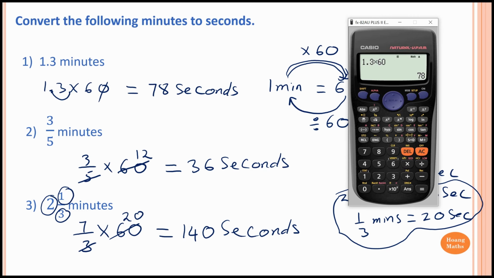So you just go shift and press the mixed numeral fraction there. So you press the 2, we just go out, and we go 1, and press the arrow down, that becomes 3, and go out, and we just times by 60. That equals 140. There you go.